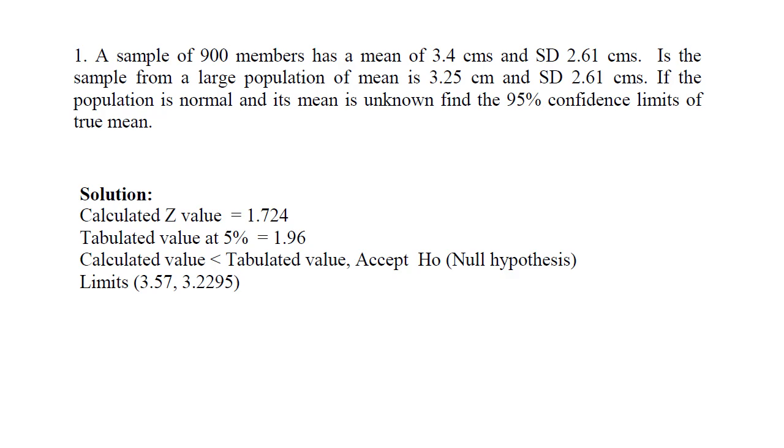Now let us see a sum based on this type. A sample of 900 members has a mean of 3.4 centimeters and standard deviation 2.61 centimeters. If the sample is from a large population of mean 3.25 centimeters and standard deviation 2.61 centimeters, and if the population is normal and its mean is unknown, find the 95% confidence limits of the true mean. The calculated Z value is 1.724 and the tabulated value at 5% is 1.96. The tabulated value is greater than the calculated value, so we accept the null hypothesis.